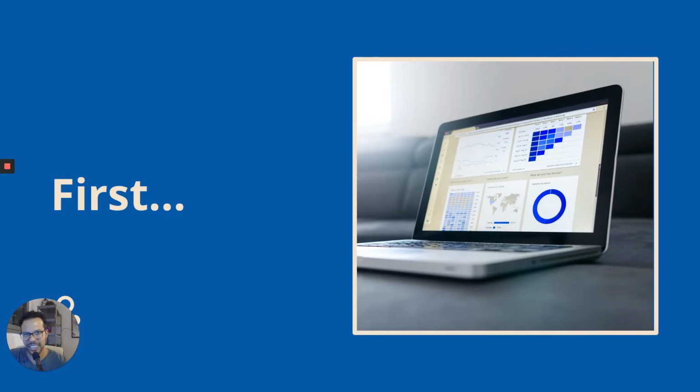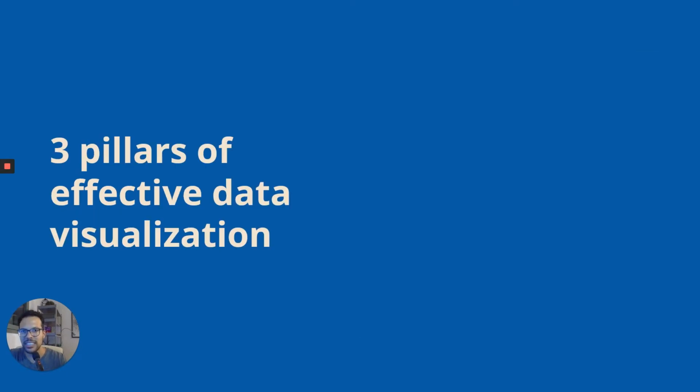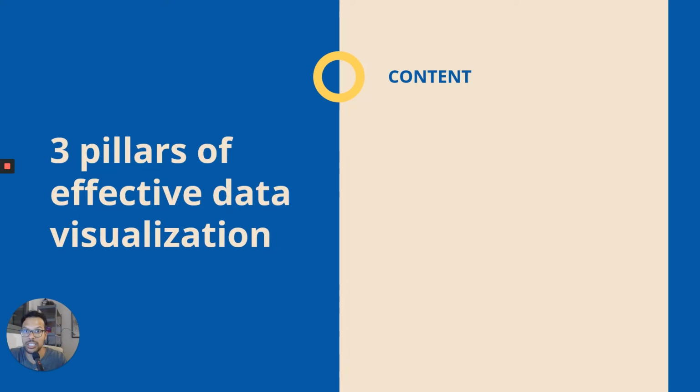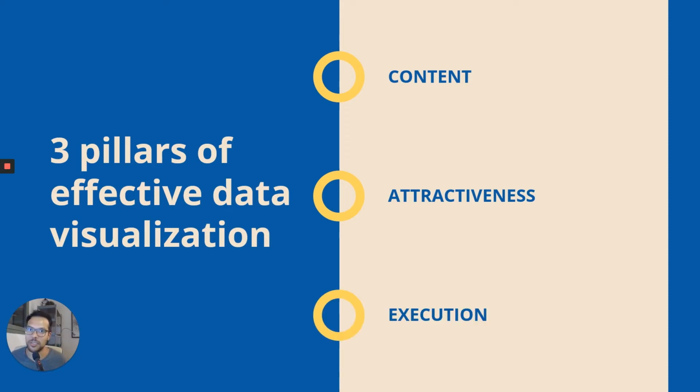So the first thing that we have to learn is the 3 pillars of effective data visualization. And these are your content, of course. That's your data. That's why you're creating a graph in the first place. And that's what brings meaning to it. The second is attractiveness. It has to be visually inviting, and its essence has to be highlighted. And execution, of course, it has to be brought to life. And that doesn't mean copying and pasting from your paper.